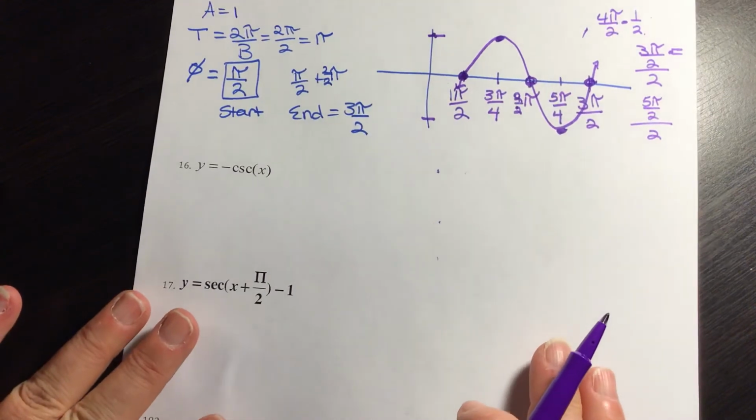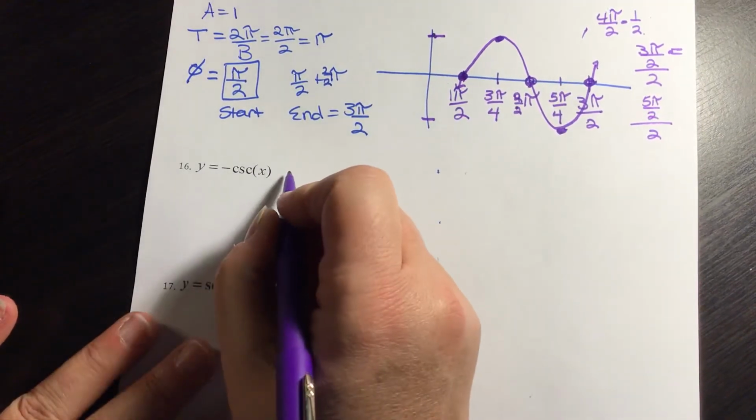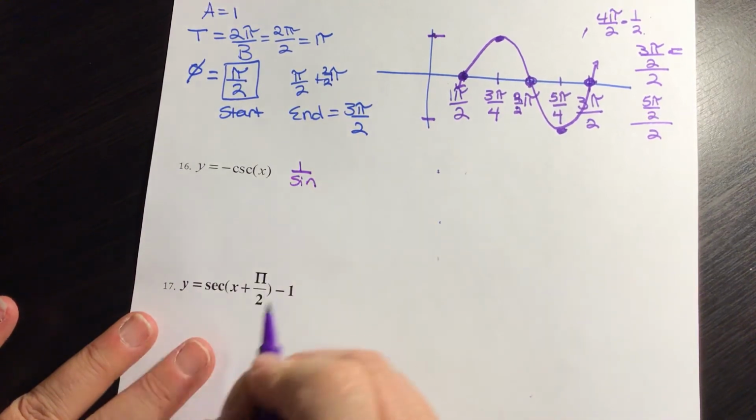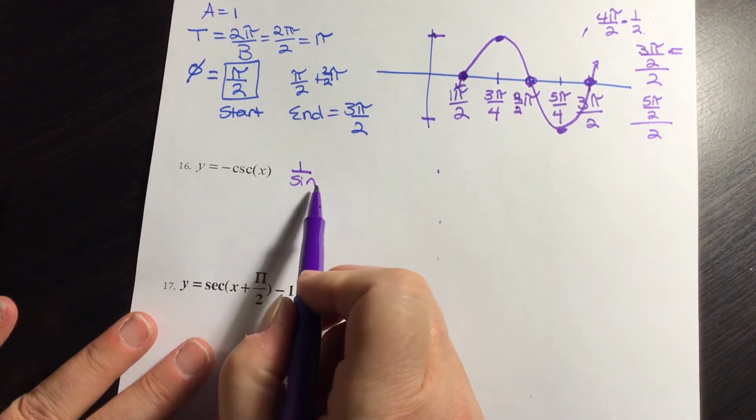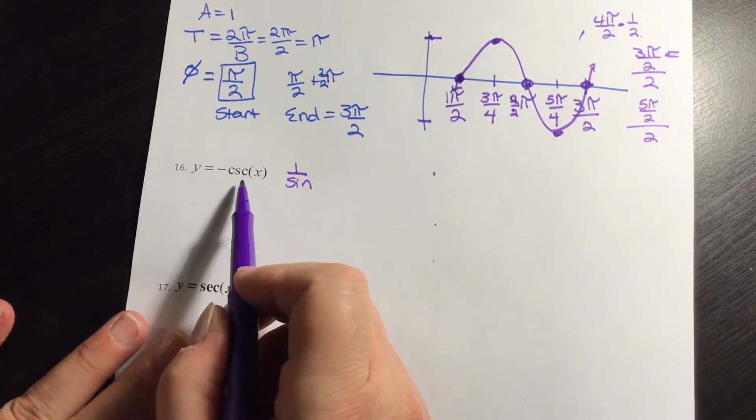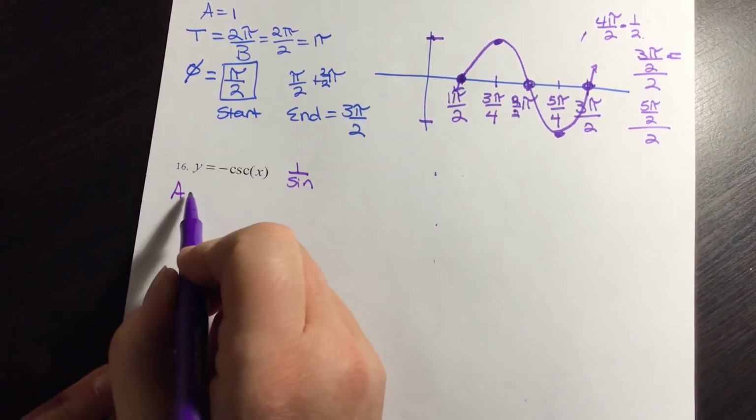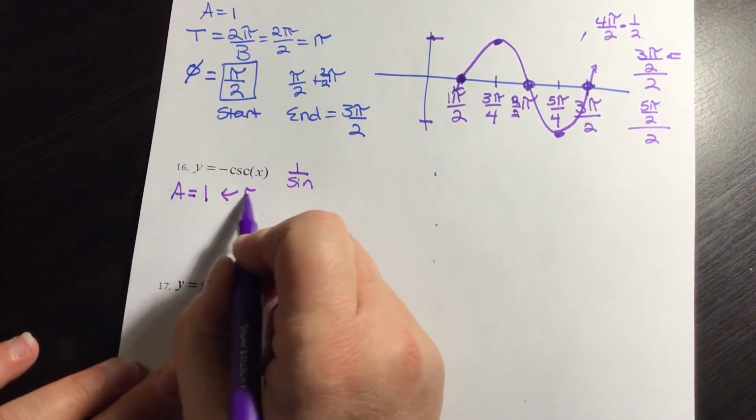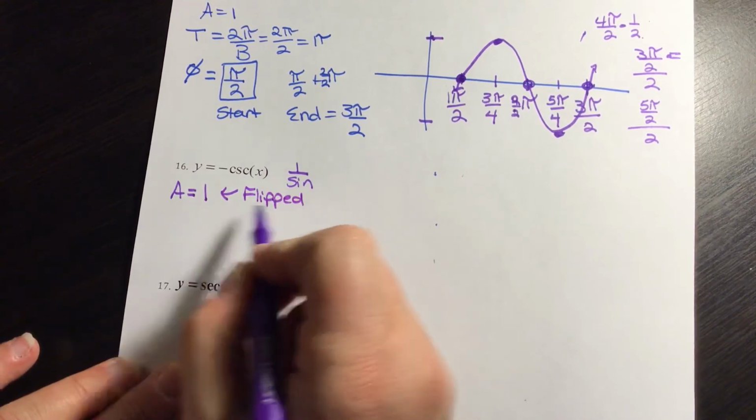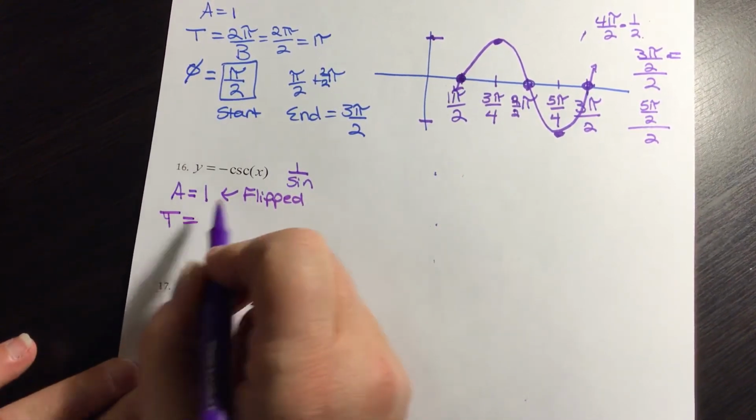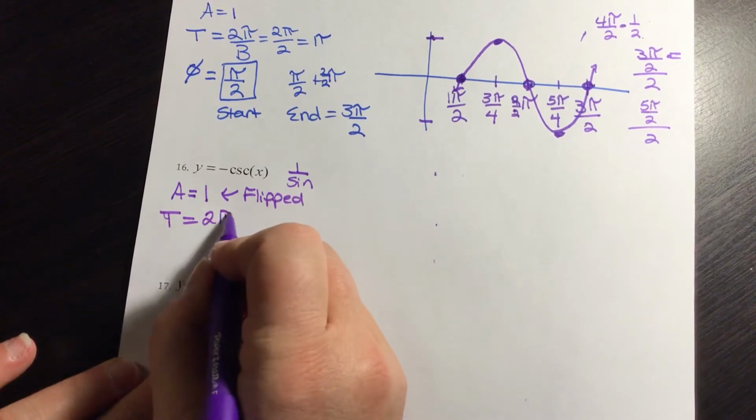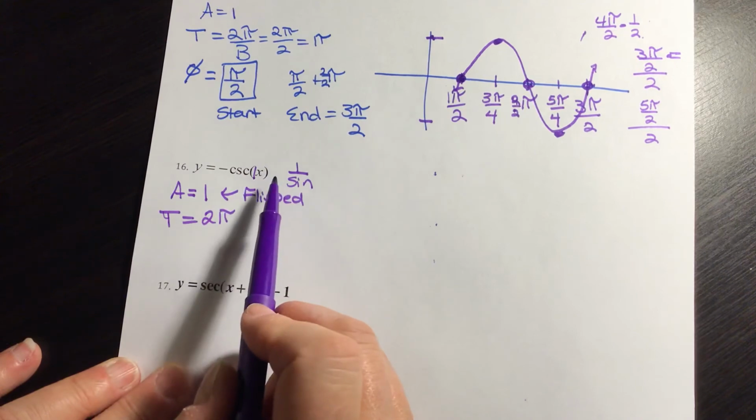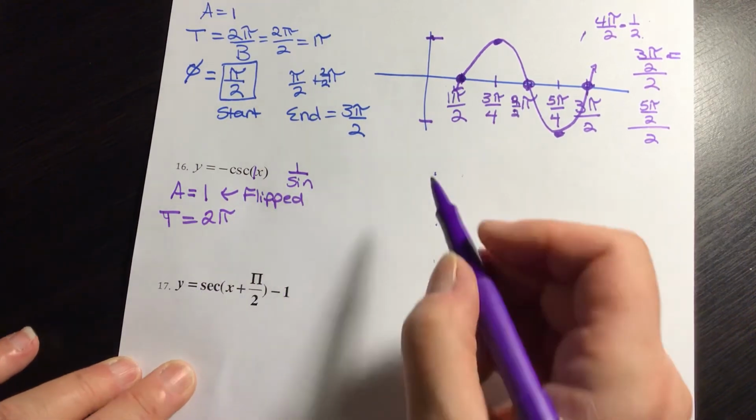Number 16, cosecant. Cosecant is the reciprocal of sine. So first we're going to look at the sine function. The only thing here, my amplitude is 1, but it's flipped. And my period for sine is 2 pi over b, and my b value is just 1. And there's no phase shift or vertical up or down.